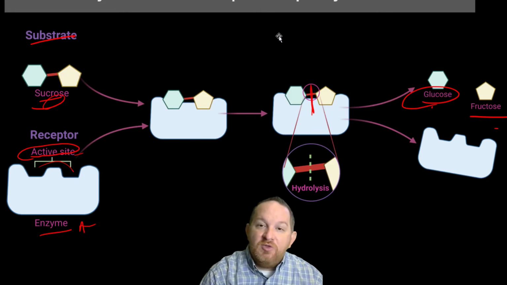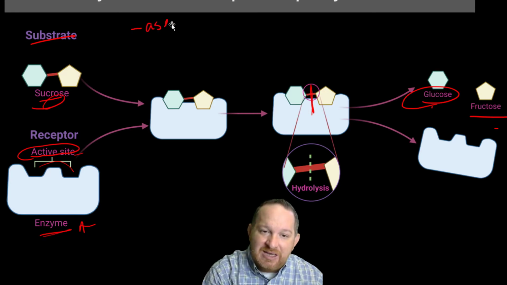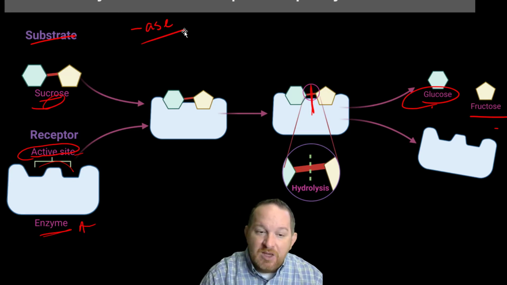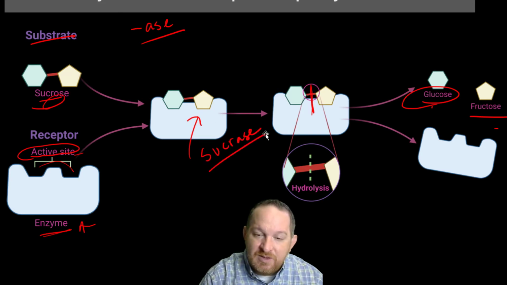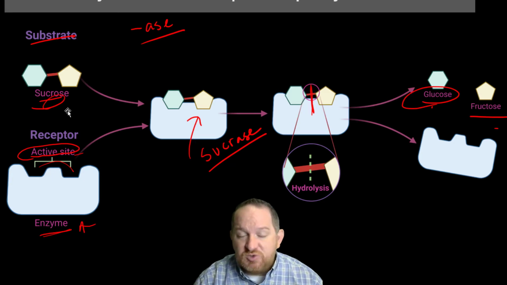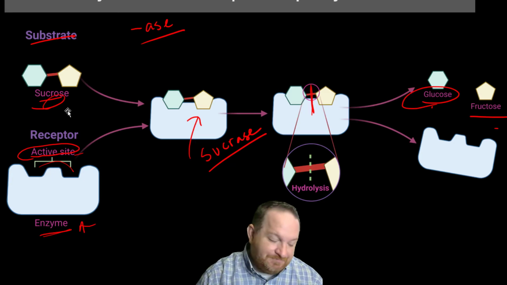Now, another thing that we might consider is that many of our enzymes will end in ASE. That's a way that we can generally identify something's an enzyme. So this enzyme that you see here is sucrase because it breaks down sucrose. We'll see lots of enzymes as we move throughout biology, and many of those will end in ASE.